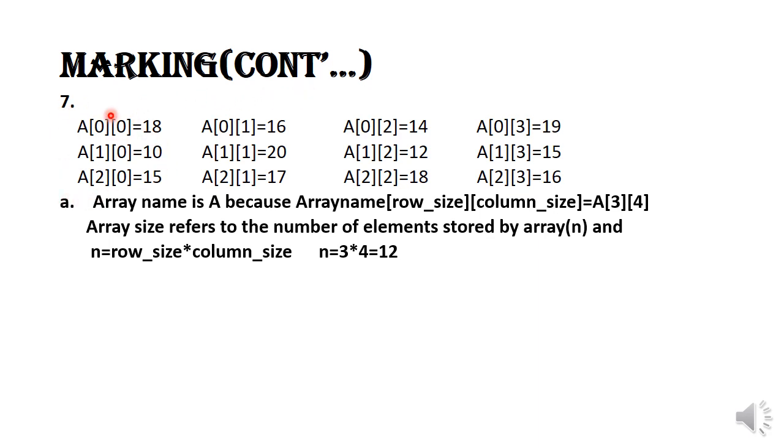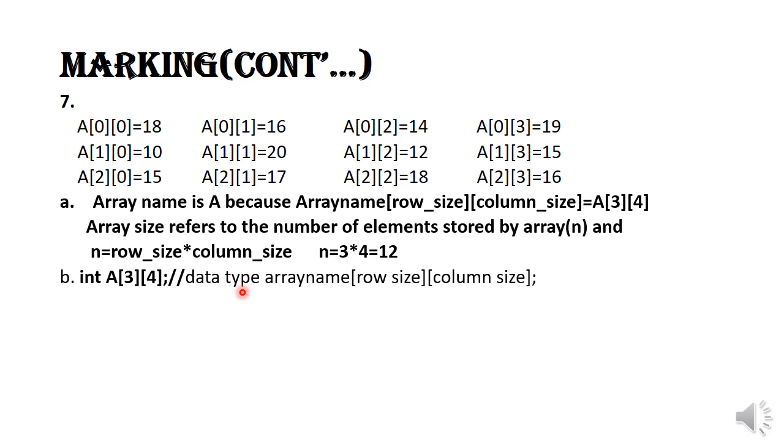So it means that the row size is 3 and the column size is also 4. So the size is calculated by taking 3 times 4, which is equal to 12. Or you can just count 1, 2, 3, 4, 5, 6, 7, 8, 9, 10, 11, 12. So the size of this array is 12.